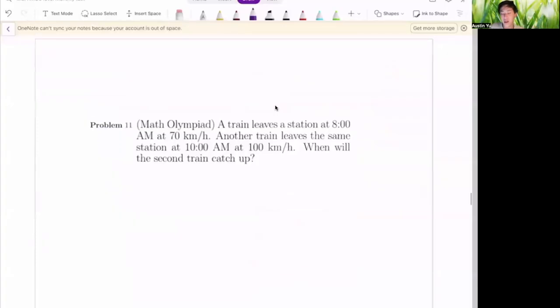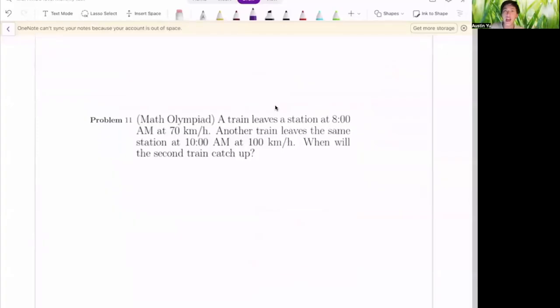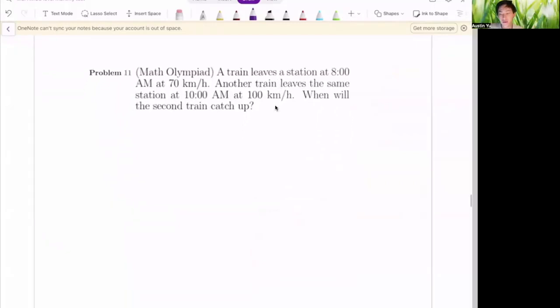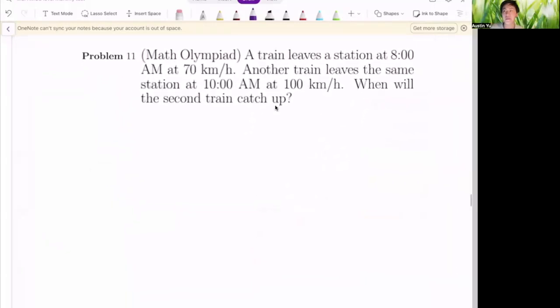Problem 11. A train leaves the station at 8 a.m. at 70 kilometers an hour. Another train leaves the same station at 10 a.m. at 100 kilometers an hour. When will the second train catch up to the first train that left at 8 a.m.?